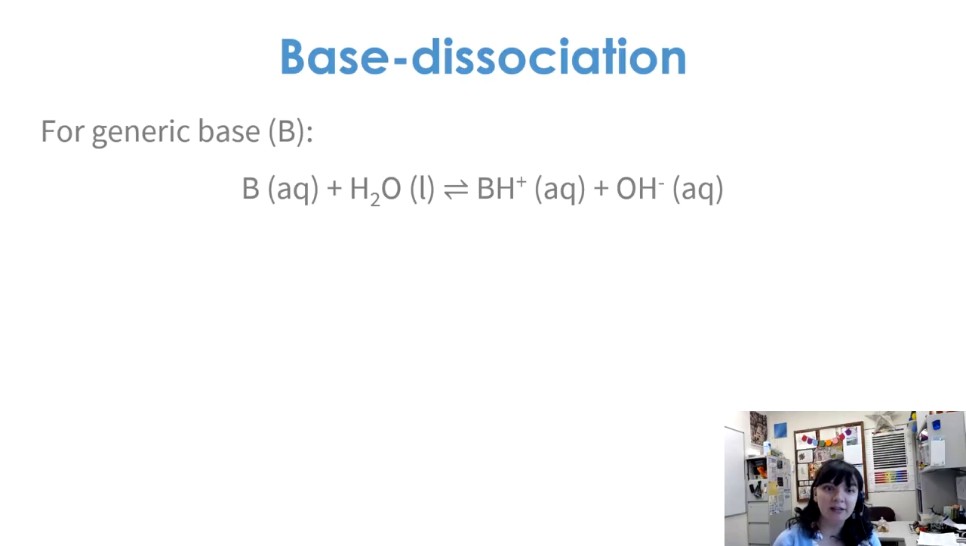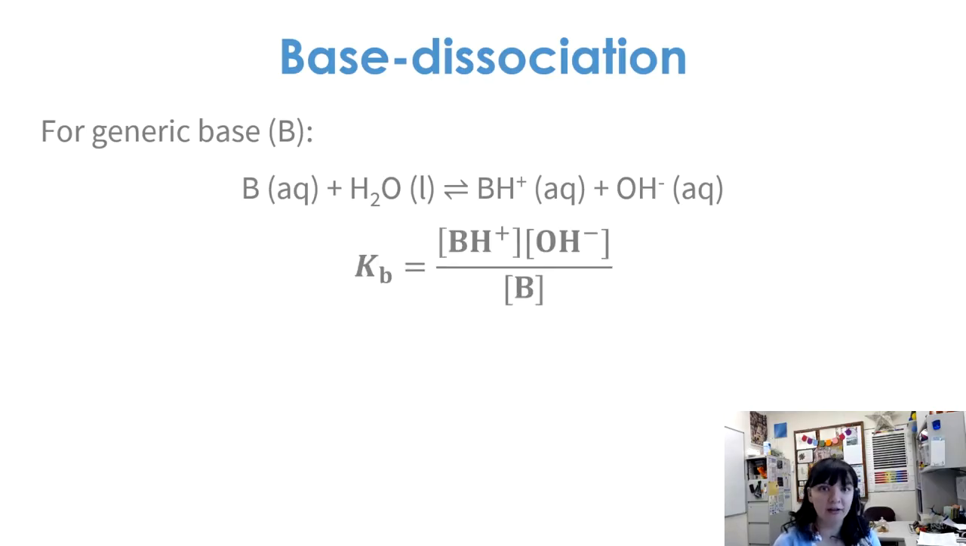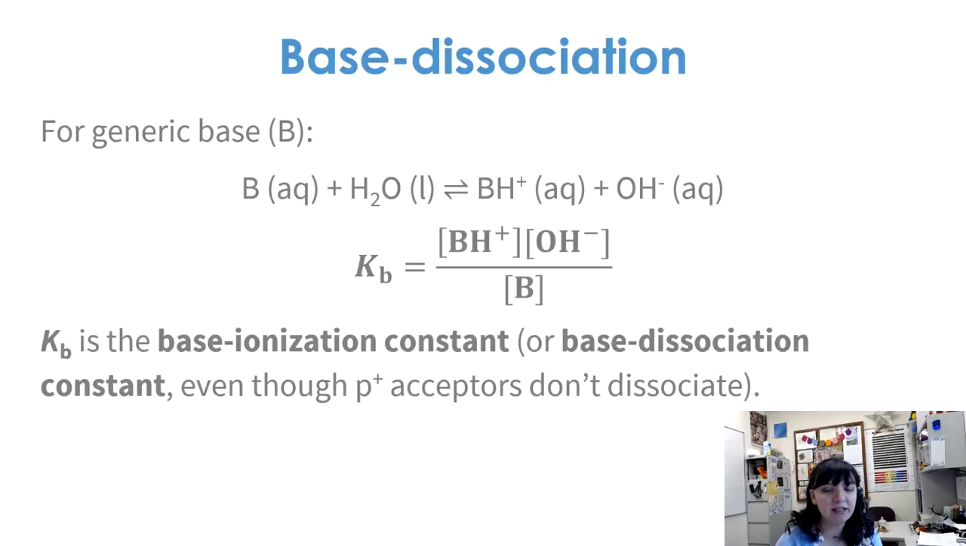Now this has an equilibrium constant written out like so, as the concentration of the conjugate acid times the concentration of hydroxide divided by the concentration of the base itself. This similarly is known as the base dissociation constant, or more realistically, the base ionization constant.